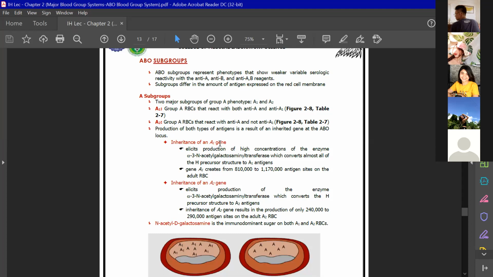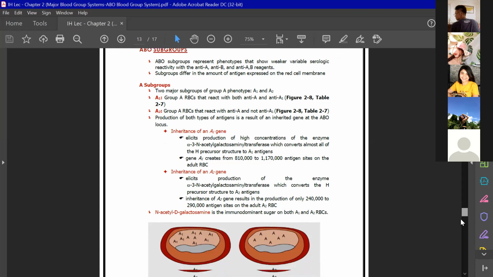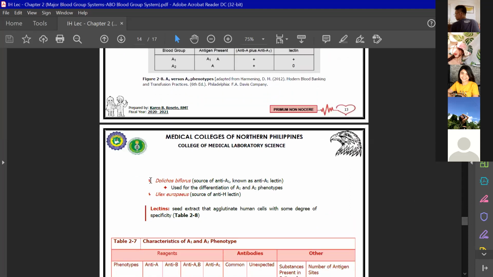So what reagent differentiates your A1 from your A2 phenotype? We make use of your anti-A1 reagent. This anti-A1 lectin comes from the seed extract of Dolichos biflorus. It's in your notes, below. Dolichos biflorus is the source of your anti-A1, also known as anti-A1 lectin.